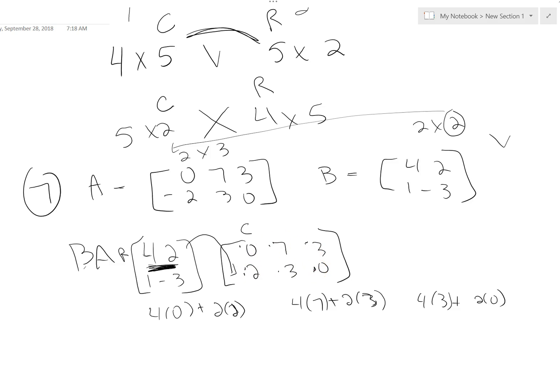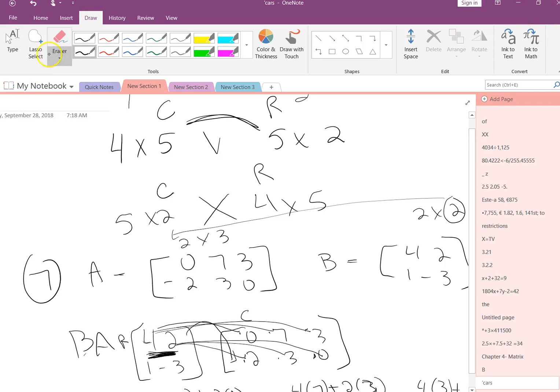So do you see why they have to match? Because if I didn't have the same number of rows as columns, then I wouldn't have corresponding numbers. So 4 and the 0, 2 and the 2, 4 and the 7, 2 and the 3, 4 and the 3, 2 and the 0. Now I'm going to erase or undo those just so it's cleaner to finish, but I'll write that again probably.